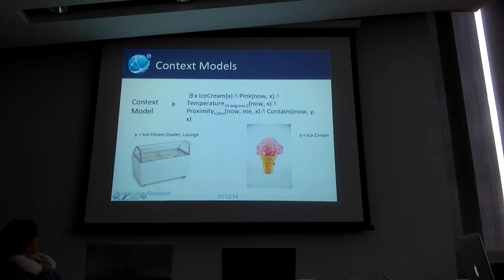So if it so happens that the ice cream is in an ice cream cooler, and this ice cream cooler is part of the context model, then this would evaluate to true. So again, the part of this that I can handle is the bottom part, which deals with the location-relevant context.